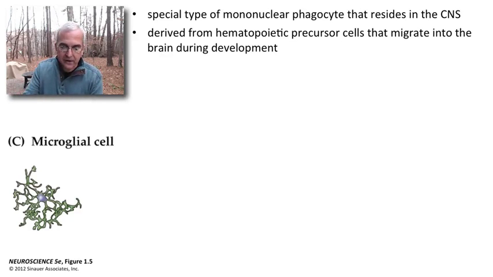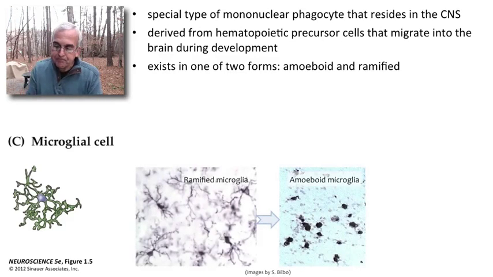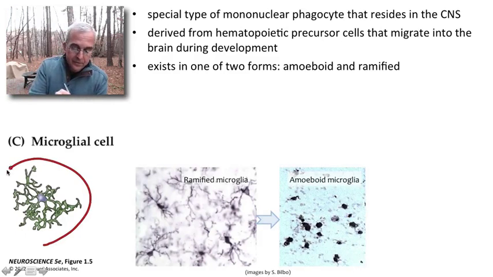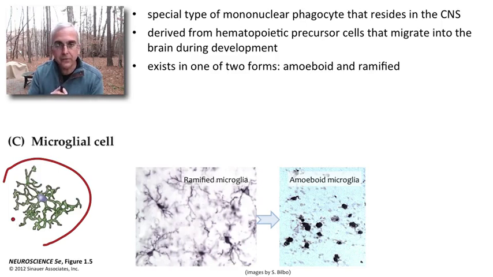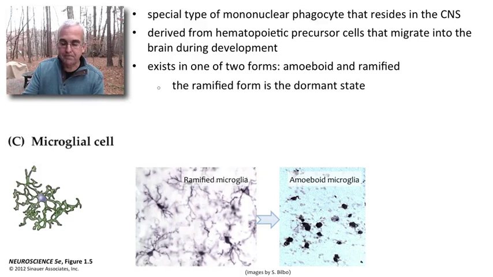In the dormant state, this microglial cell is called a ramified cell, and that's what's illustrated over here to the left. So this is a ramified microglial cell. It has lots of filamentous processes that extend away from the cell body. And here below, we have a photomicrograph that shows a population of ramified microglia. Well, these ramified cells are dormant.